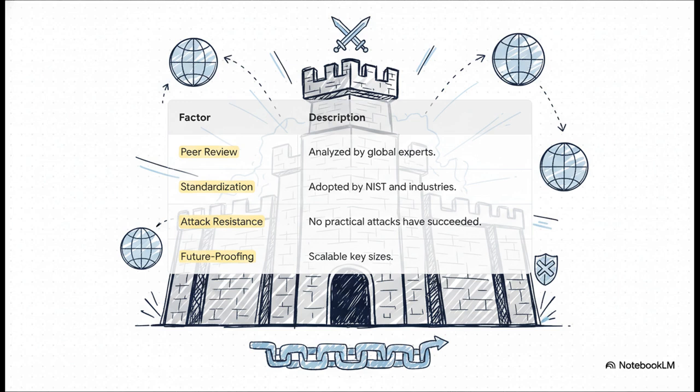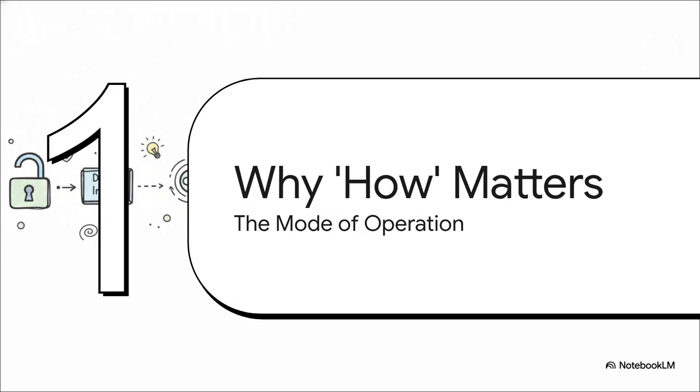I mean, to put its strength into perspective, trying to guess an AES key by brute force is like trying to guess one specific atom in the entire known universe. It is a digital fortress. Okay, so if AES is this unbreakable fortress, that brings us right back to our penguin problem. How could something so incredibly secure fail so spectacularly?